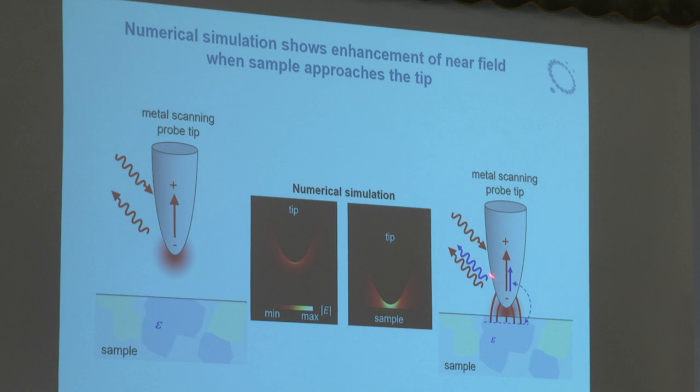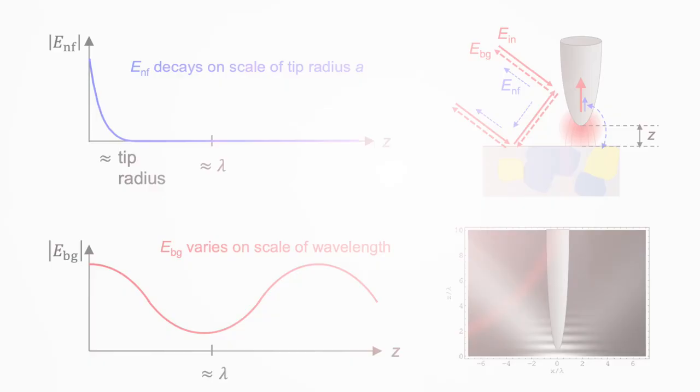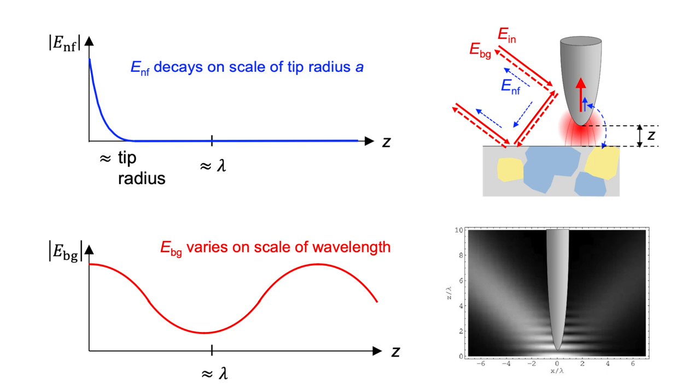All right, so that's very basic physics, but as I said, we want to detect this blue light here, and we want to get rid of the red one here. And there's a standard technique, the so-called higher harmonic signal demodulation. To understand that, I make a couple of very simple schematics, and it goes as follows.